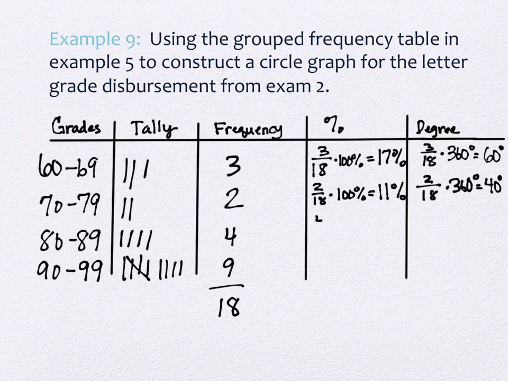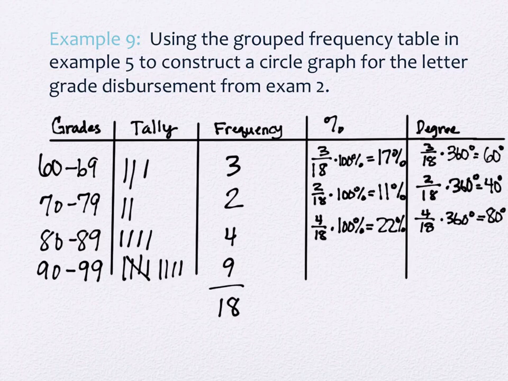We're going to do it with 4. 4 over 18 times 100. 22. And 4 over 18 times 360. 80. Now, those last two, you should see what's happening here, right? When I went from 2 to 4, I doubled. So it should make sense that it doubled from 11% to 22%, and from 40 degrees to 80 degrees. Those things make sense.